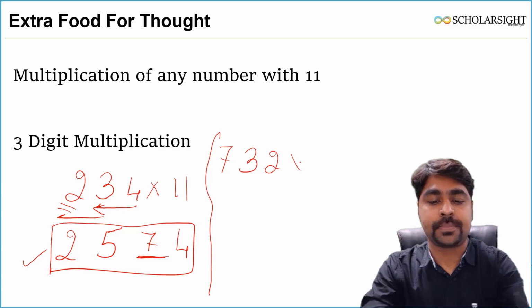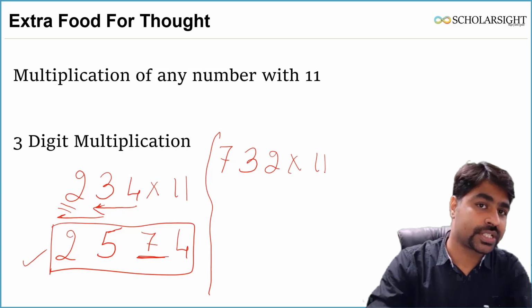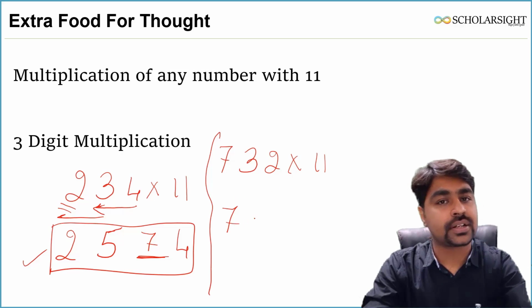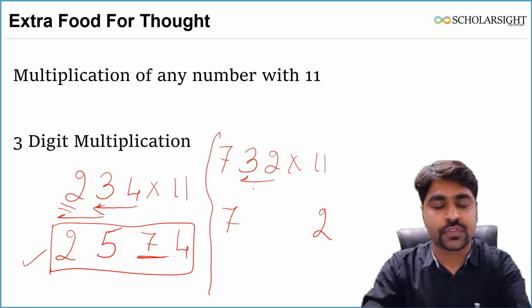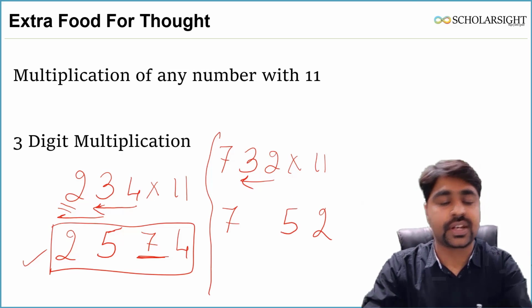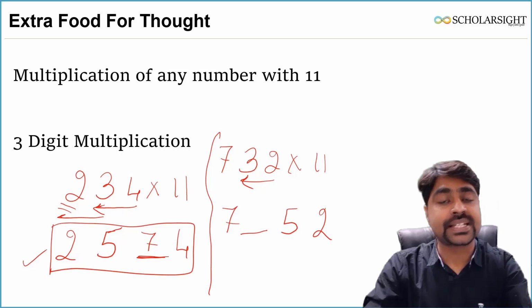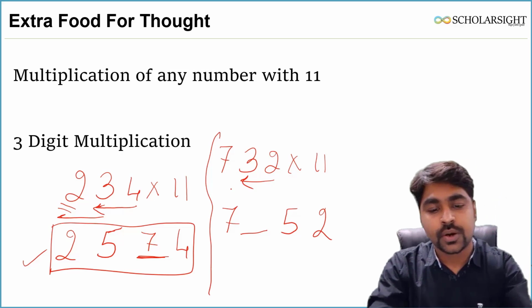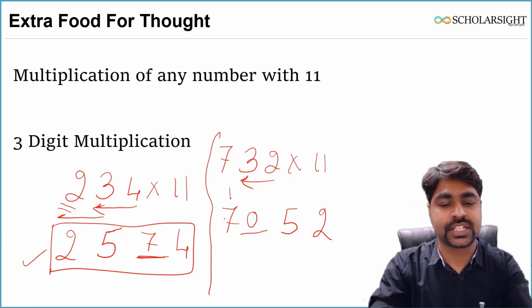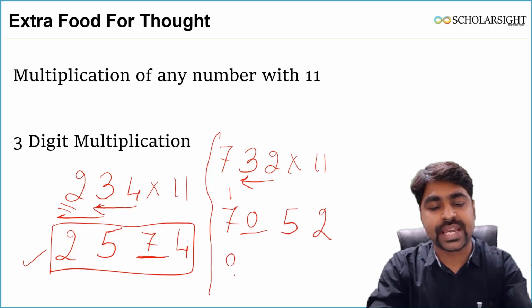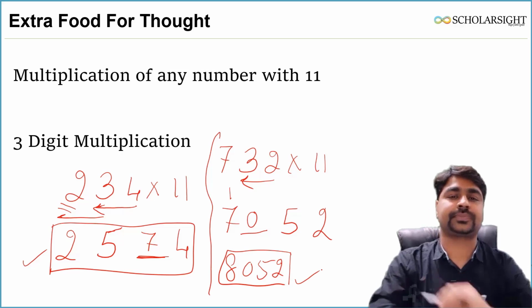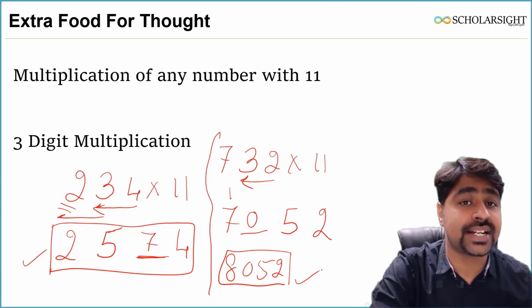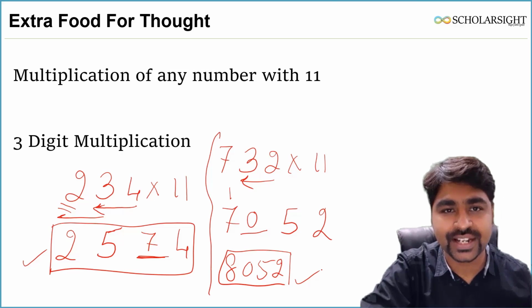732 multiplied by 11 using the same logic. Okay. Write a 7, write a 2. The extreme numbers you have to write. Now take pairs of 2. So 3 plus 2 is 5. I'll write it here. 7 plus 3 is 10. So 1 carry and 0 here. So this would be 7 plus 1, 8. 8052 would be your answer. I hope it is crystal clear to every one of you, right?